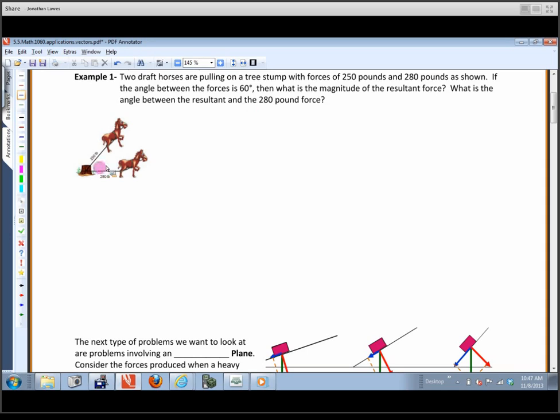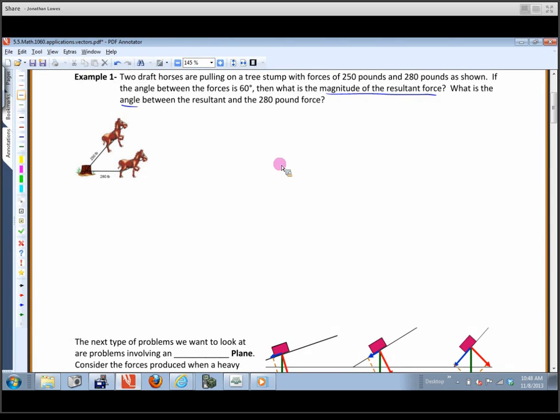So we could look at this and say, well, this one's pulling with 280 pounds and that one with 250 pounds. Well, the resultant ought to be, let's just add the two of those together and get 530 pounds. Well, it doesn't quite work that way because they're not pulling in exactly the same direction. And maybe this farmer's got a good reason for putting them that way. Maybe they don't get along very well, so he's got to keep them 60 degrees apart or something like that. But regardless, here's the situation that we've got, and we want to find out two things. What is the magnitude of the resultant force, and what is the angle between the resultant and the 280-pound force?